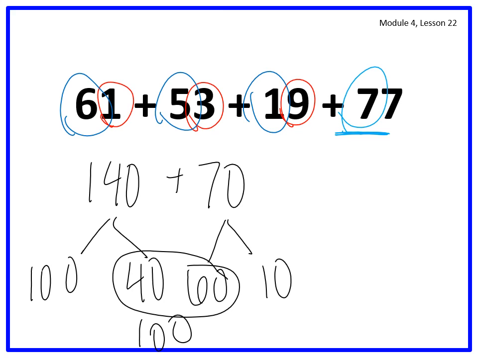When solving problems with multiple add-ins, such as this problem where we have 4 two-digit numbers being added together, just use your knowledge of place value to help solve this problem.